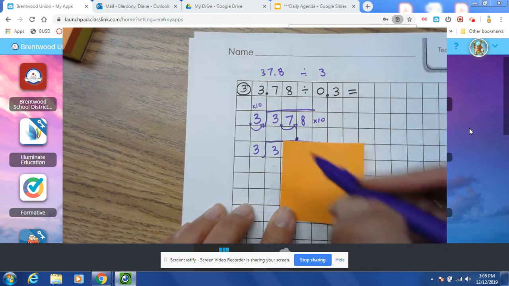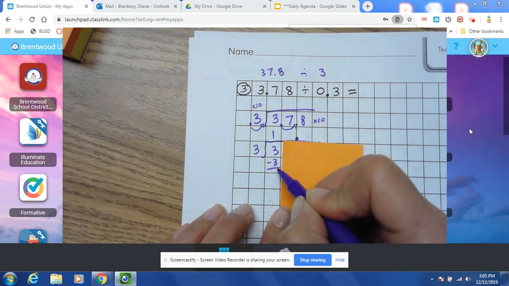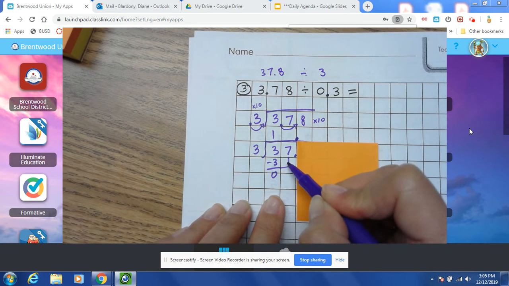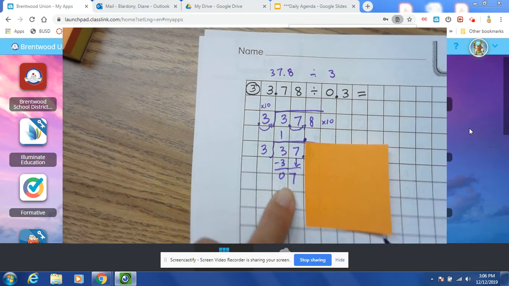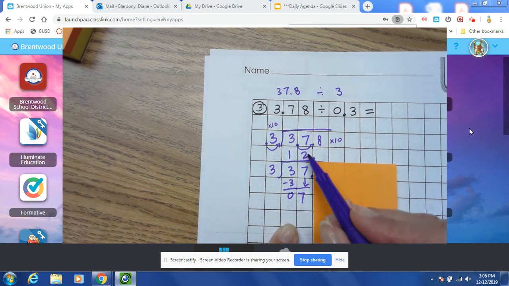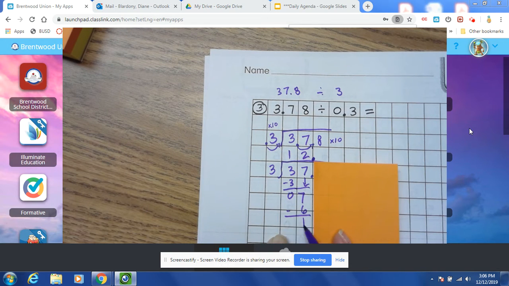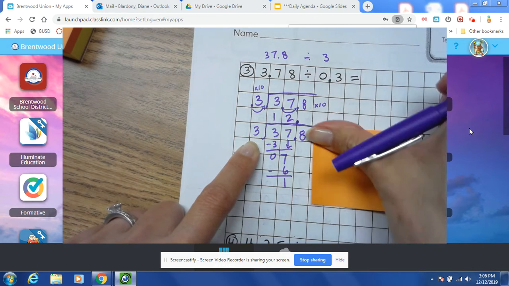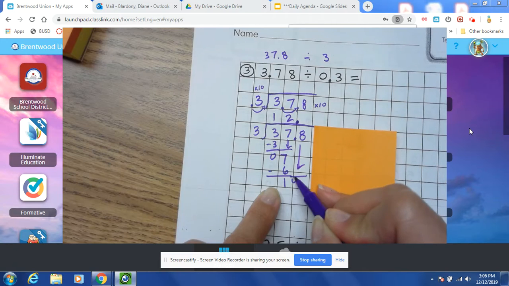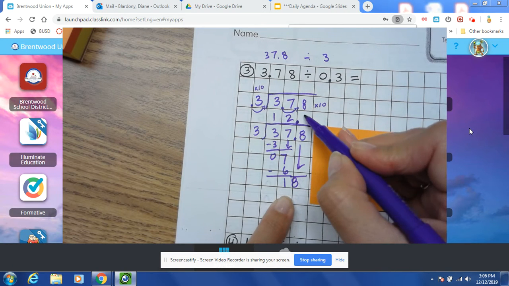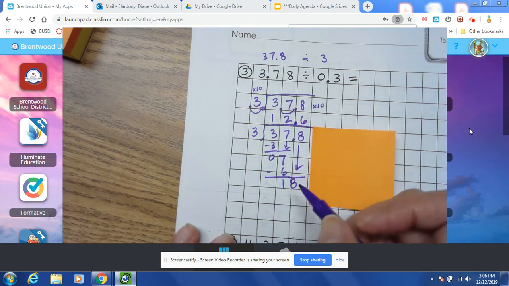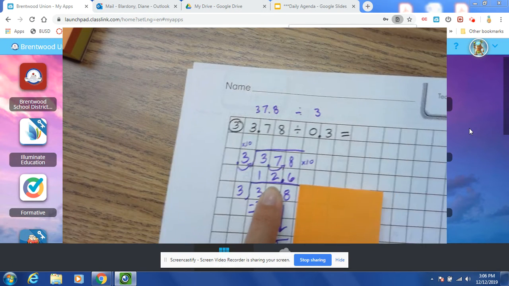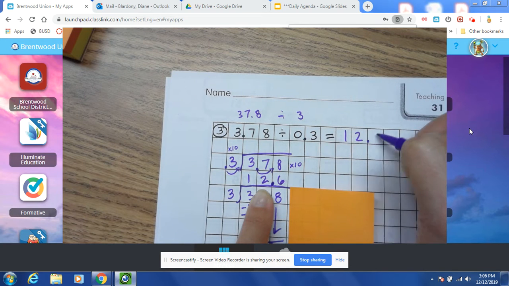3 goes into 3 one time. I'm going to subtract, end up with 0. I'm going to bring down my next number, which is a 7. 3 goes into 7 2 times. 2 times 3 is 6. I'm left with 1. 1 is smaller than 3. Now I'm going to bring down my 8. 3 goes into 18 6 times exactly. 6 times 3 is 18. I have no remainder. So my answer is 12.6.